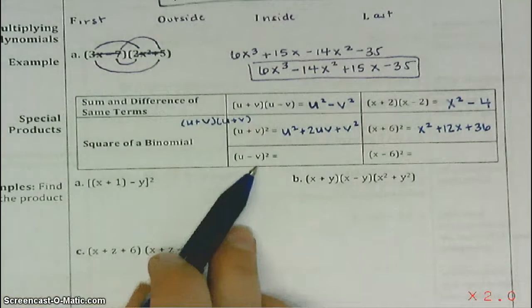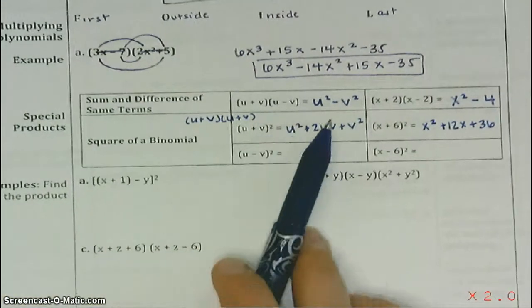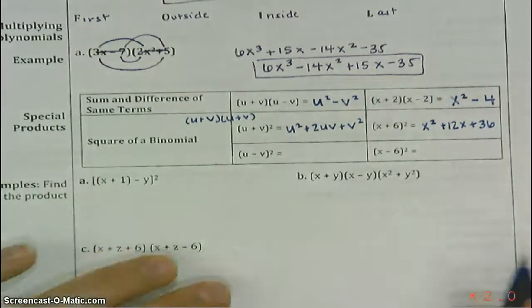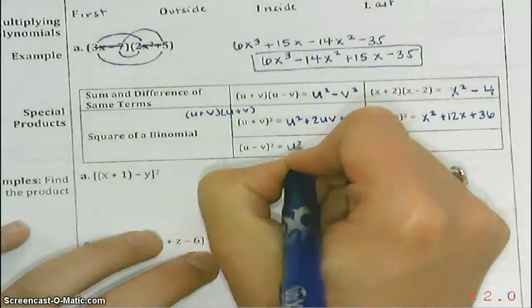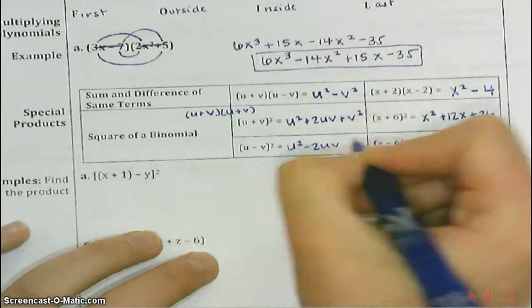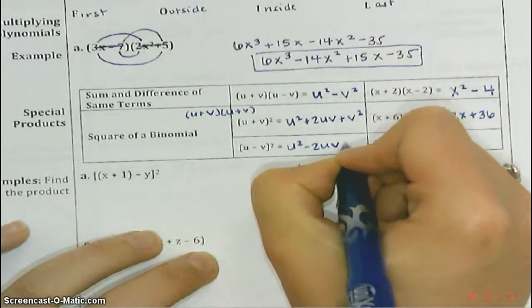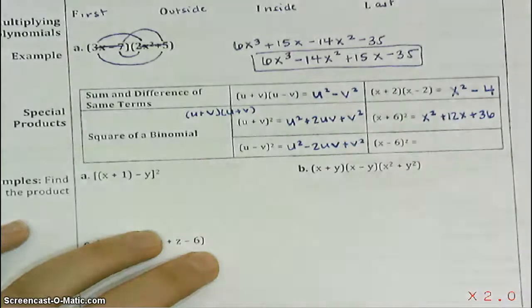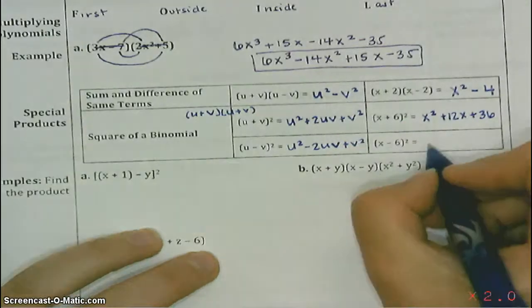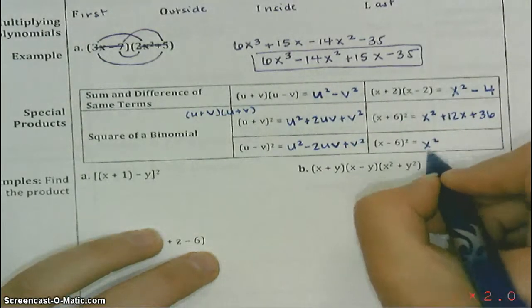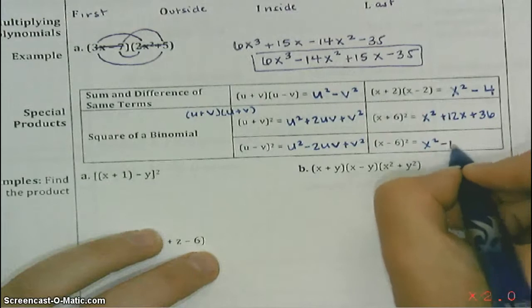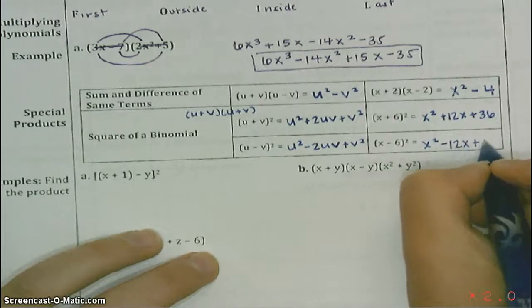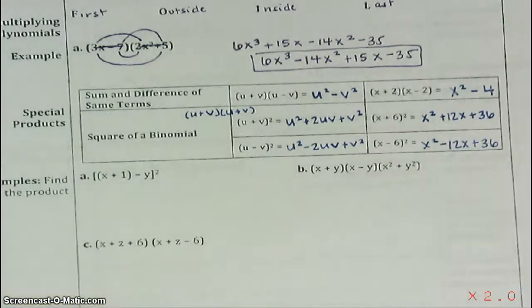Here, u minus v, quantity squared, same idea, except this middle term will be negative. So it's going to be u squared minus 2uv plus v squared. So when you go to FOIL this, it is just going to be x squared, and then 2 times 6 again is 12, so it'll be negative 12x plus 36. So you probably did a lot of practice with those last year.